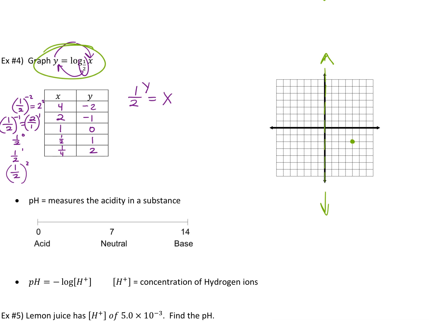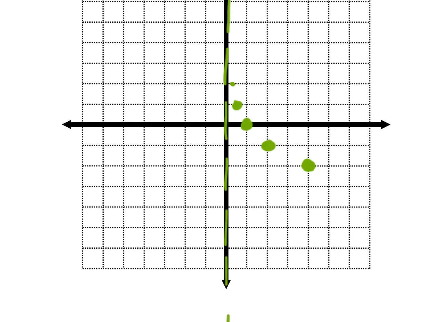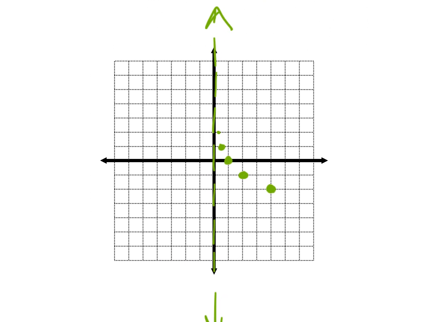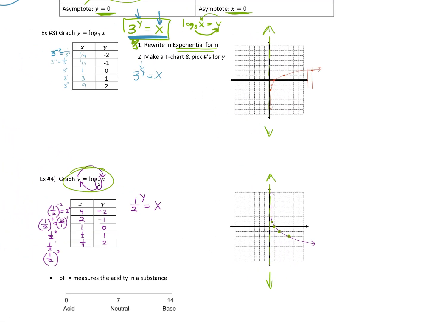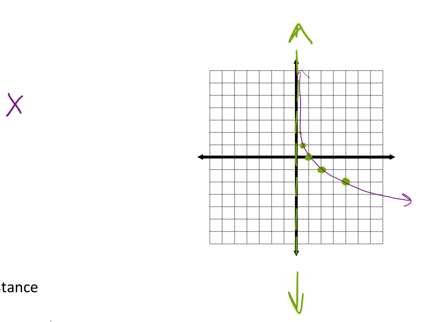Where was I? 4, -2, then 2, -1 would be here. 1, 0 is here. 1/2, 1 is right in the middle there. And then 1/4, 2 is going to be right there. So follow that curve. It's going to look something like that. Is that what you got? Yes, hopefully.